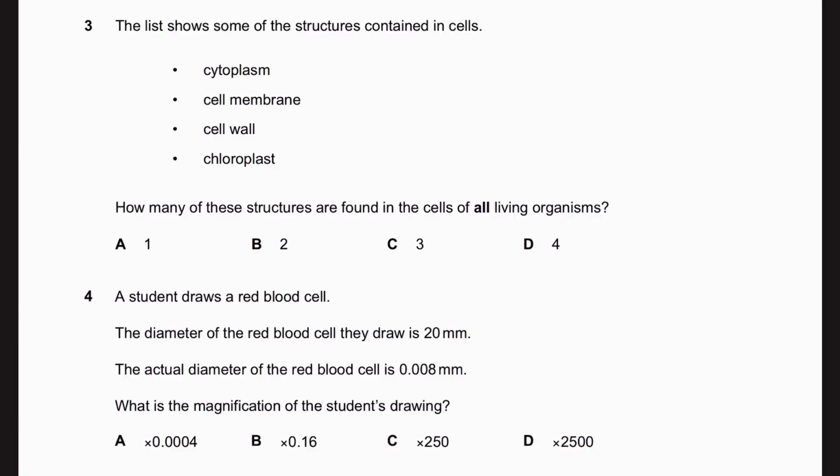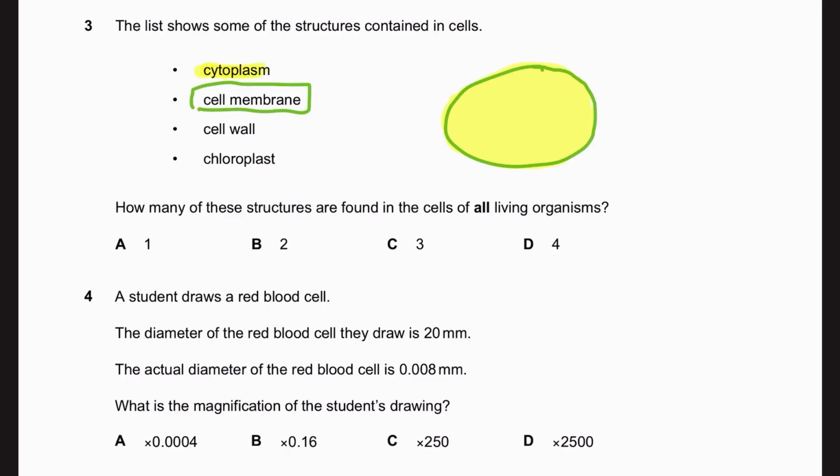Question 3, the list shows some of the structures contained in cells: cytoplasm, cell membrane, cell wall, and chloroplast. How many of these structures are found in the cells of all living organisms? All living organisms. So just have a think, right? What is the most basic thing you need for a cell? Like the most basic thing, if I told you to build a cell, what would you have? You're going to be like, okay, I'm going to start with this outline, which keeps everything together, and this is called the cell membrane, right? And then there's going to be stuff inside the cell, right? And this sort of fluid that contains everything, what is that? That's the cytoplasm. So you definitely need to have these two.